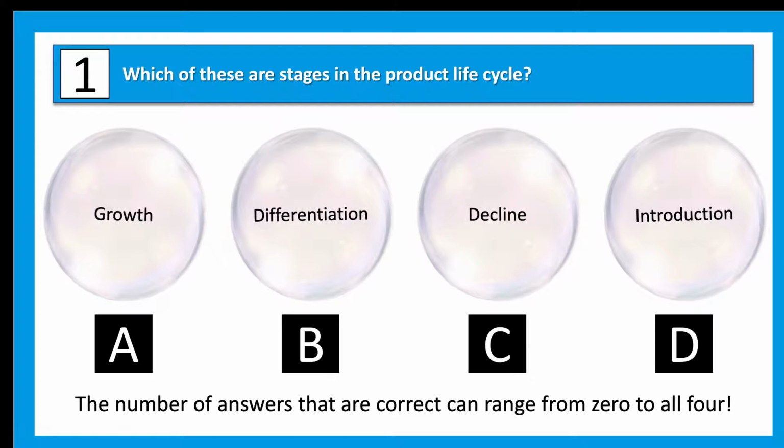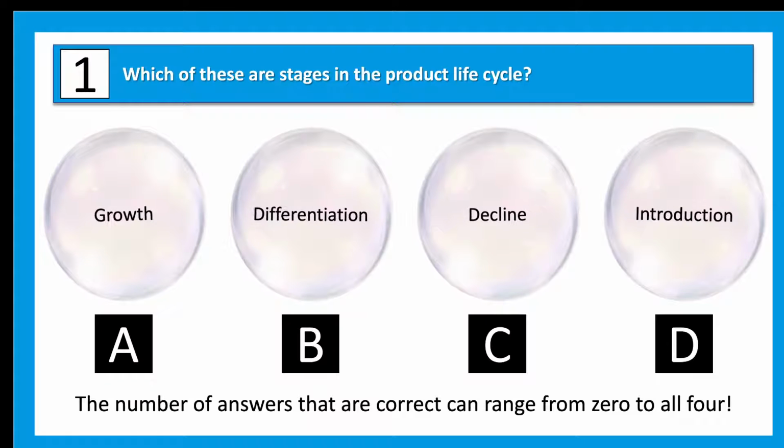So question one, let's have a little practice. Which of these are stages in the product life cycle? We've got growth, differentiation, decline, and introduction. How many do you think are correct, if any? They could all be wrong, remember. If you want to be extra clever, you can tell me which letters you think are correct. So pop your answers in the chat window.